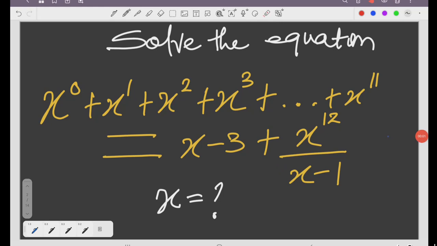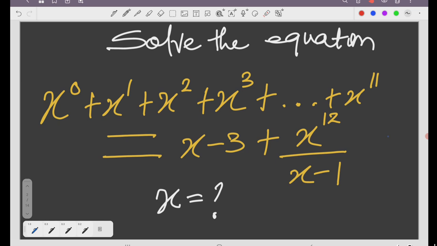x raised to power 1 plus x raised to power 2 plus x raised to power 3 plus till x raised to power 11 is equal to x minus 3 plus x raised to power 12 divided by x minus 1. Having a question like this, you must consider some facts for you to know exactly where to go.